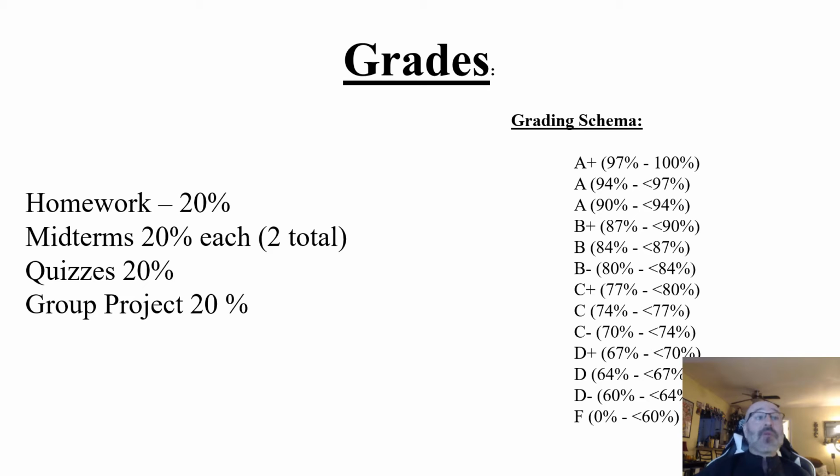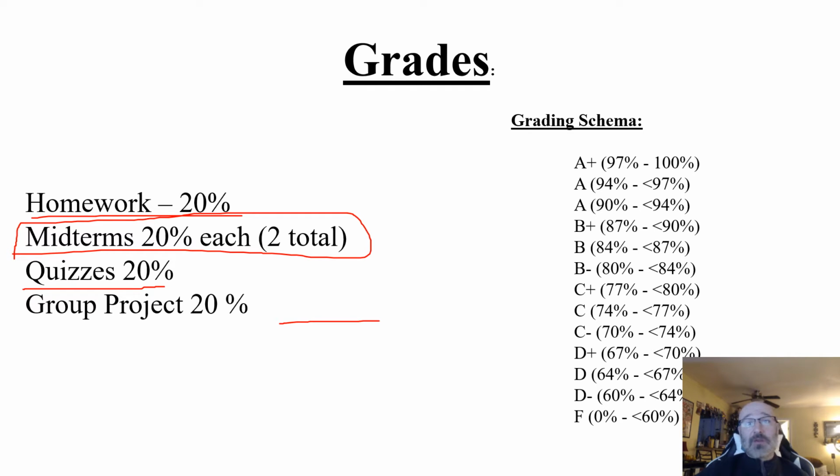Grading. So the grade breakdown for this class: 20% of your grade is going to come from your homework, 20% is going to come from each of the midterm exams, so these combined together will be 40% of your grade. The online weekly quizzes will be 20% of your grade, and last is your group project, which will count for 20% of the grade as well.